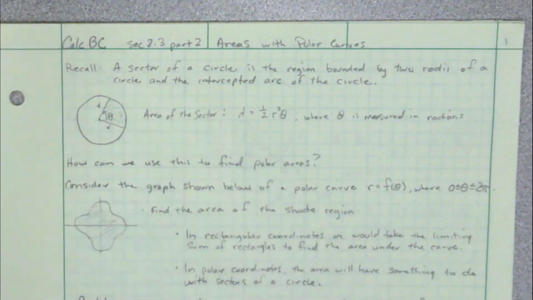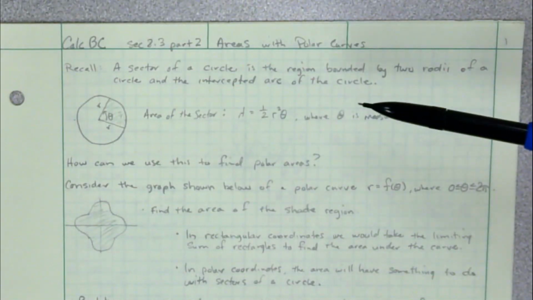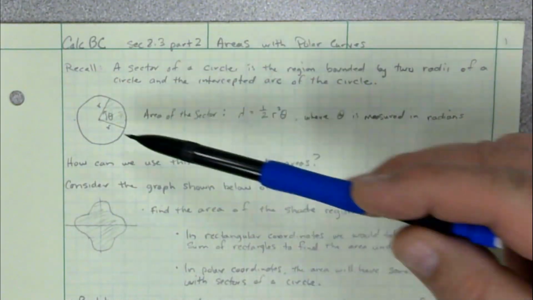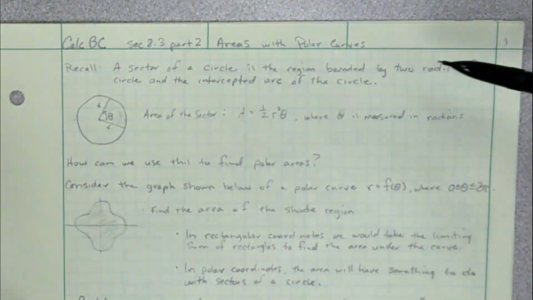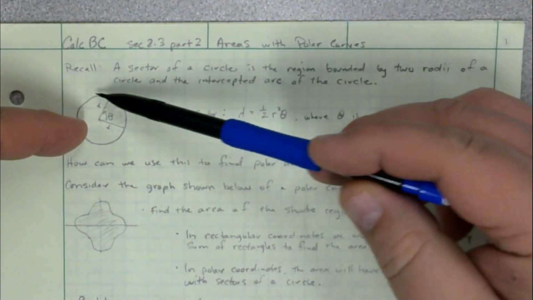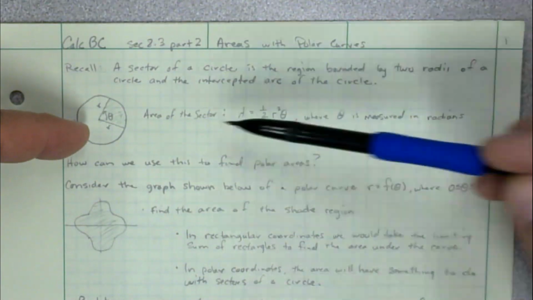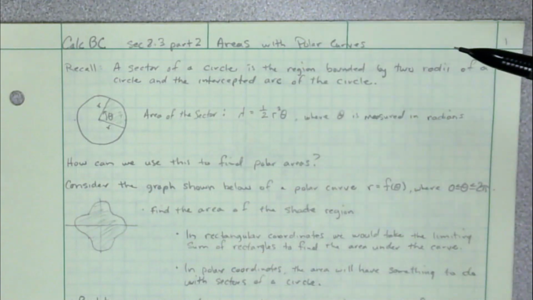8.3 part 2, we're going to look at areas with polar curves. So let's take a look at what we have here. Think back to earlier sections and classes. We had a sector of a circle. A sector of a circle is the region bounded by two radii and a central angle, and the arc intercepted by that angle. The area of this sector is 1/2 r squared times theta.